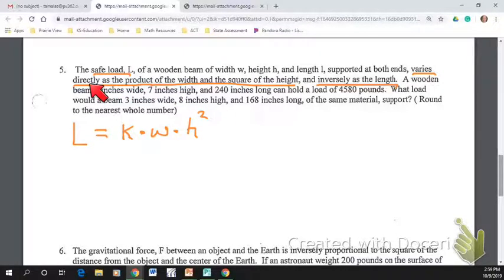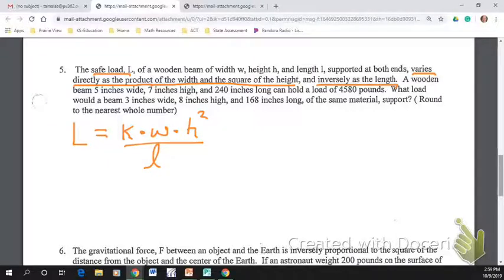Varies directly as the product of the width and the square of the height, and inversely as the length. Inversely means divide by, right? So lowercase l on the bottom for length. Capital L stands for safe load. Lowercase l stands for length.